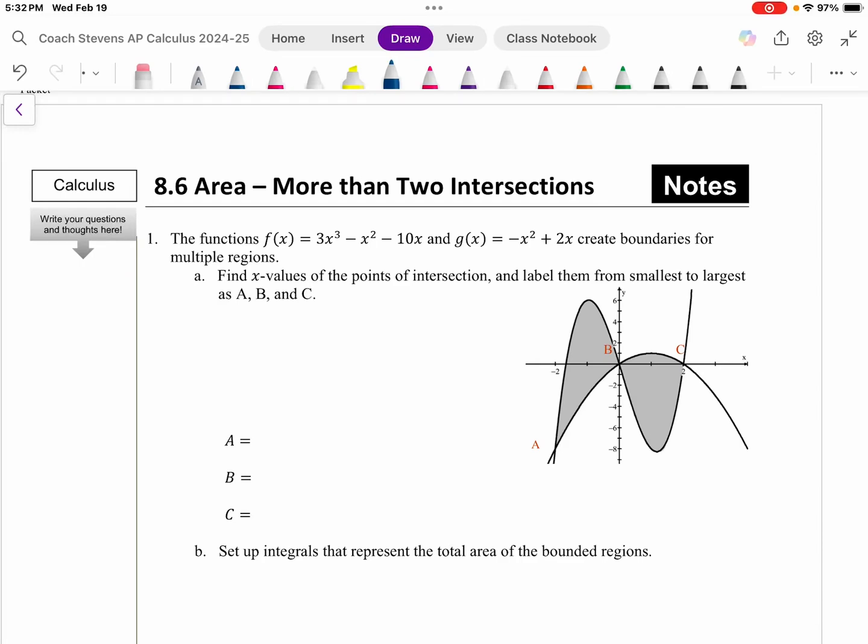Okay, so here in section 8.6, we're doing the same thing with finding the area between two curves. The only difference on this one is that we have more than two intersections, whereas in the prior lessons, whether it was with respect to x or y, we just had two intersection points. So now we're looking at more than two, and each problem is going to be a little bit different.